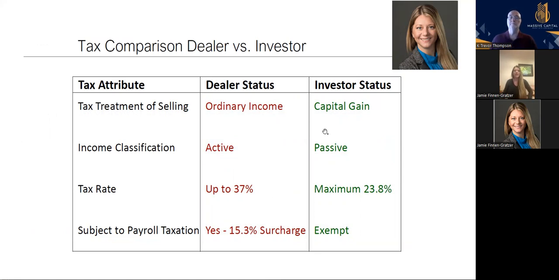When we look at investor status, it's a much preferred tax rate. You have your capital gains, which is a maximum of 23.8%. Really, it's 20%, but if you're above a certain income level, you have that 3.8% Medicare surcharge that's added into that. It's considered passive in general, so you don't have those self-employment taxes, so it's exempt from that side of it. So it's a much more favorable tax bracket on the investor side.